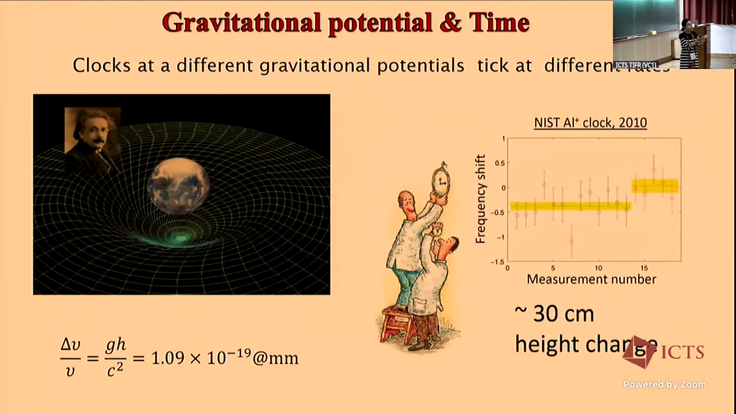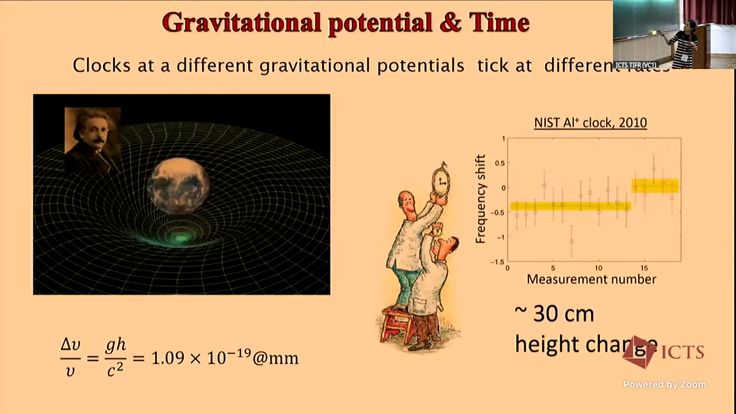But now we were starting to enter a regime where we are going to be sensitive to even more effects. In fact, Einstein told us that clocks at different heights are going to tick at different rates. And the differential ticking of the clocks at different heights depends on very simple parameters: g, the gravity, h, the height between the two clocks, and c, the speed of light. And this value can be of the level of 10 to the minus 19 when h is of the order of a millimeter. And actually we were reaching the sensitivity at that level.